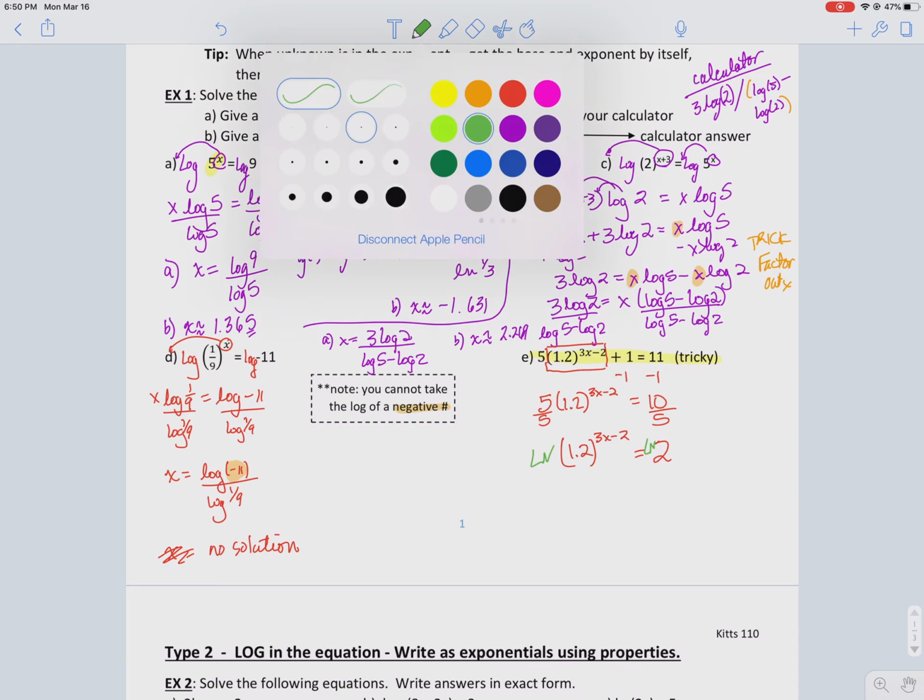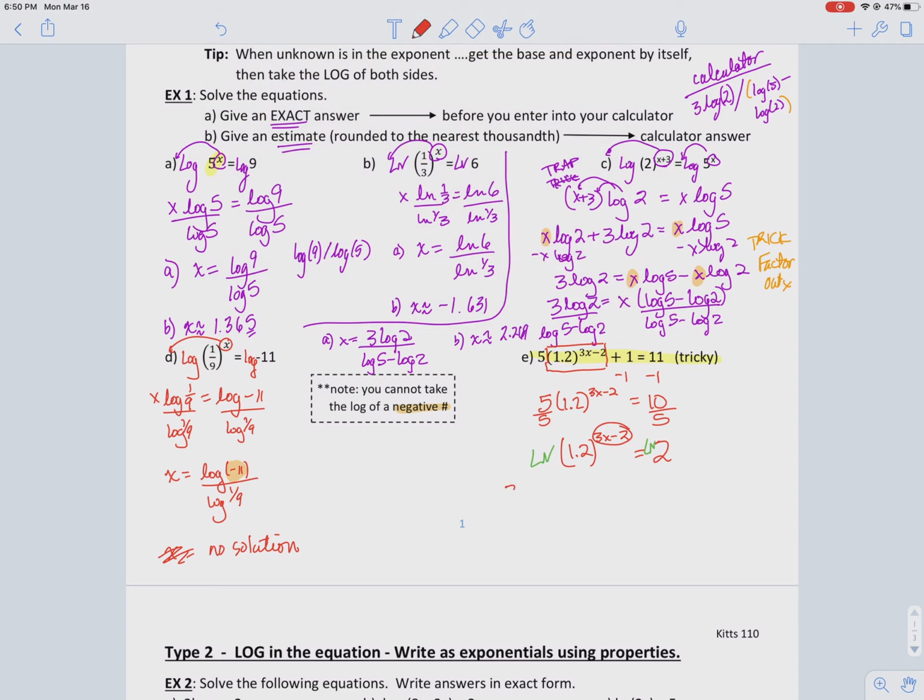So I'm going to take the natural log of both sides. So that means I can then pull this into the front. So I get 3x minus 2 times the natural log of 1.2 equals the natural log of 2. And just like in C, I've got to distribute that. So I'm going to get 3x times the ln of 1.2 minus 2 times the ln of 1.2 is equal to the ln of 2. It's easy to get confused because here is my x. So that's what I've got to solve for. So I need to get it by itself.